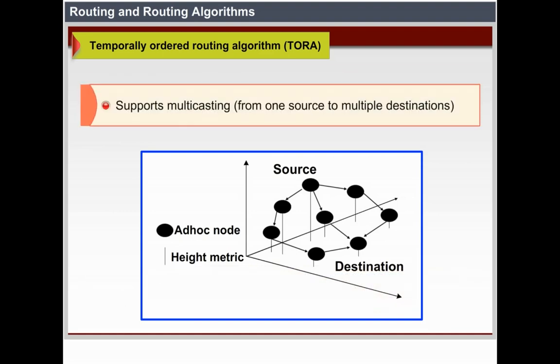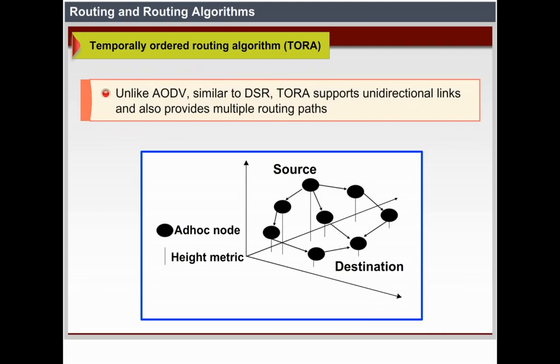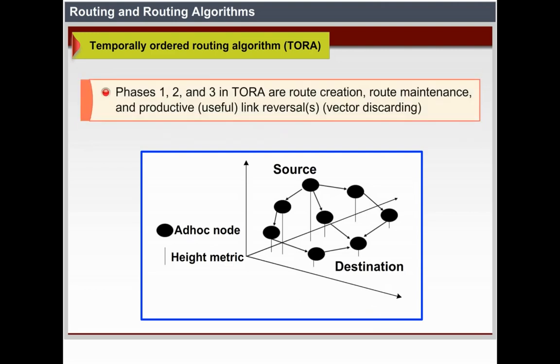Supports multicasting from one source to multiple destinations. Unlike AODV, but similar to DSR, TORA supports unidirectional links and also provides multiple routing paths. It does not exchange hello messages periodically to listen to disconnected links as done by AODV. Phase 1, 2 and 3 in TORA are route creation, route maintenance and productive useful link reversals, vector discarding.